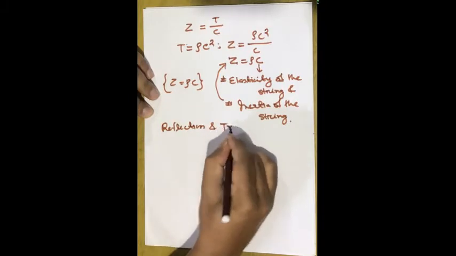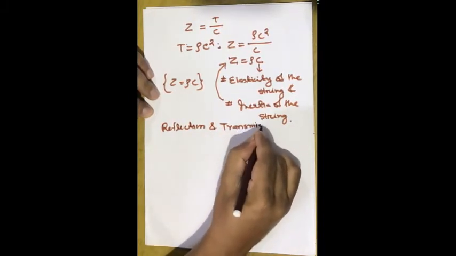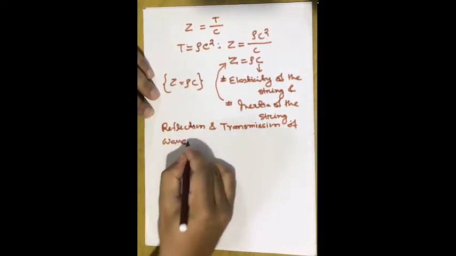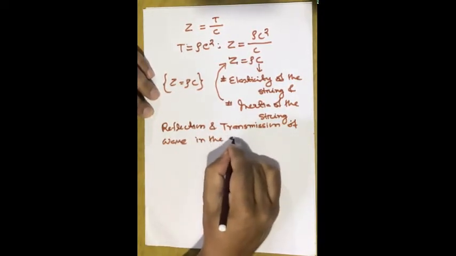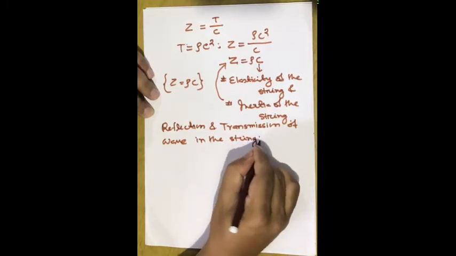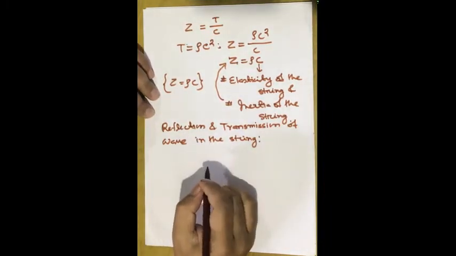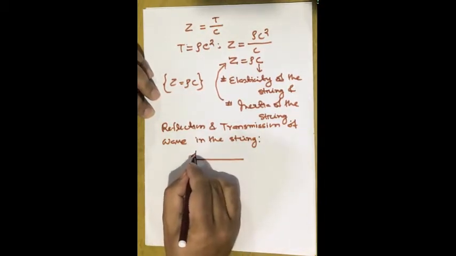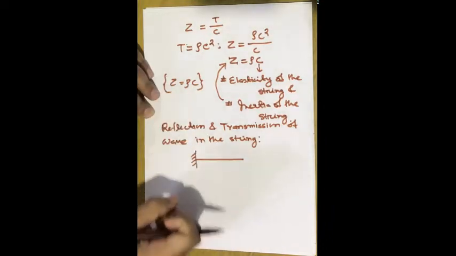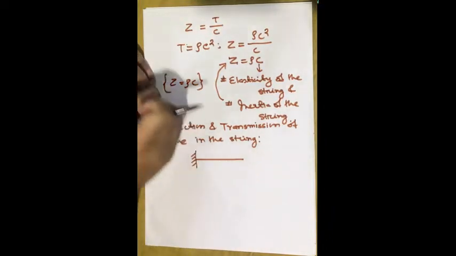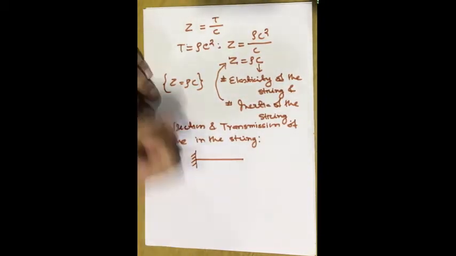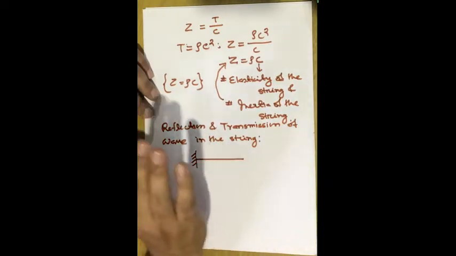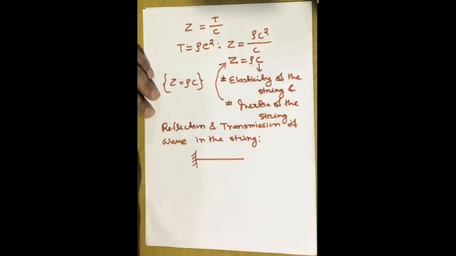So with this, let's discuss a new topic, which is the reflection and transmission of a transverse wave in the string. So far, we have considered that one end of the string is fixed and we apply some oscillating force, suppose we just vibrate the string like this, and the other end of the string is totally free. We have not put anything on the other end of the string.